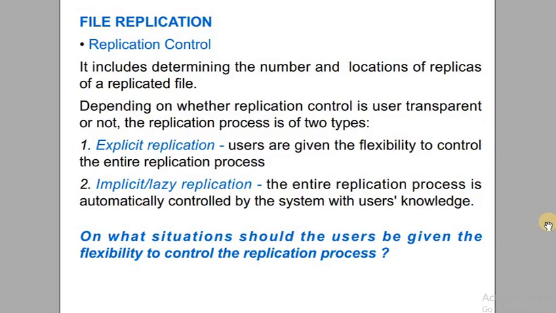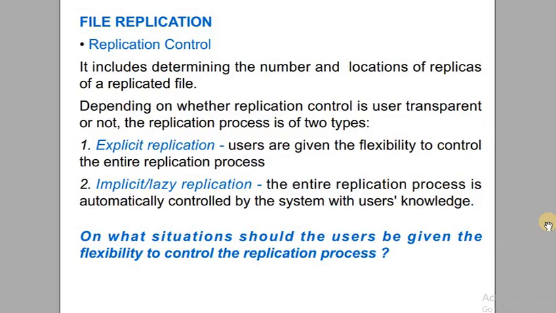These are termed as explicit replication and implicit or lazy replication. In case of explicit replication, users are given the flexibility to control the entire replication process. So the user has the authority to change the replication value. However, in case of implicit or lazy replication, the entire replication process is automatically controlled by the system without the user's knowledge. So the user does not actually know about the replication factor. The system is going to keep control of the replication factor based on the performance of the entire network.